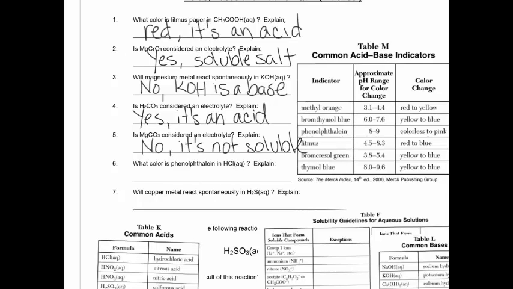It's an acid. So we're going to assume the extreme end of the acidic end of the pH scale, or a pH of 1. And when you look at phenolphthalein, it is colorless until a pH of about 8. So it is going to be colorless. And we'll just say it's an acid.